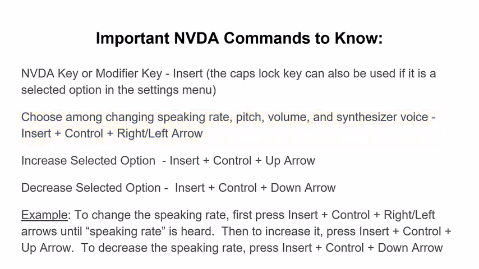Once focus is reached, keep those keys pressed down, that NVDA key and Control, and use your up or down arrow key to change the setting. For example, if you're focused on speaking rate, to increase the speaking rate, you're going to press the up arrow while having those other keys pressed down, or your down arrow to decrease it.